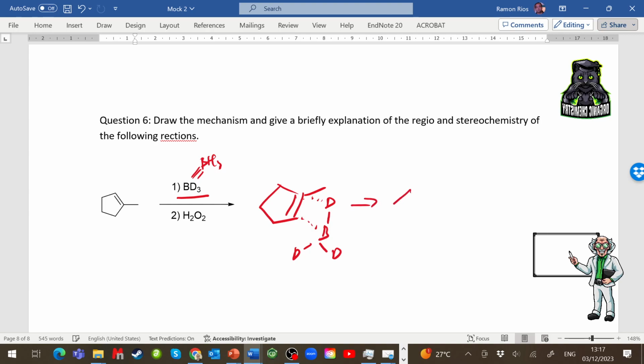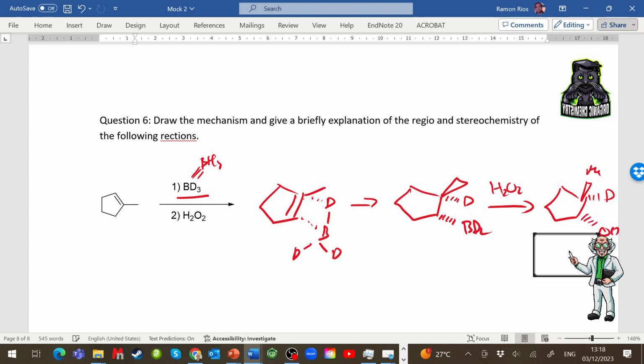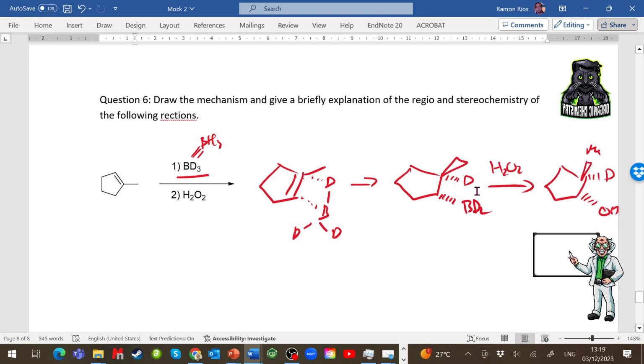That means that we will have this compound, and then we treat this with hydrogen peroxide. Remember that we only substitute the boron for an OH, keeping the same configuration. That means that the final product will be a trans product. Okay?